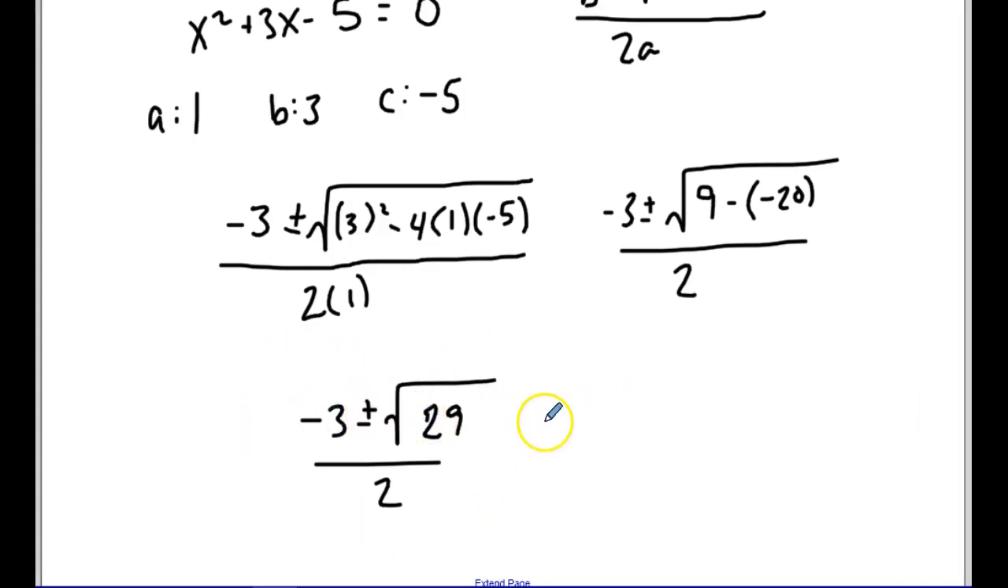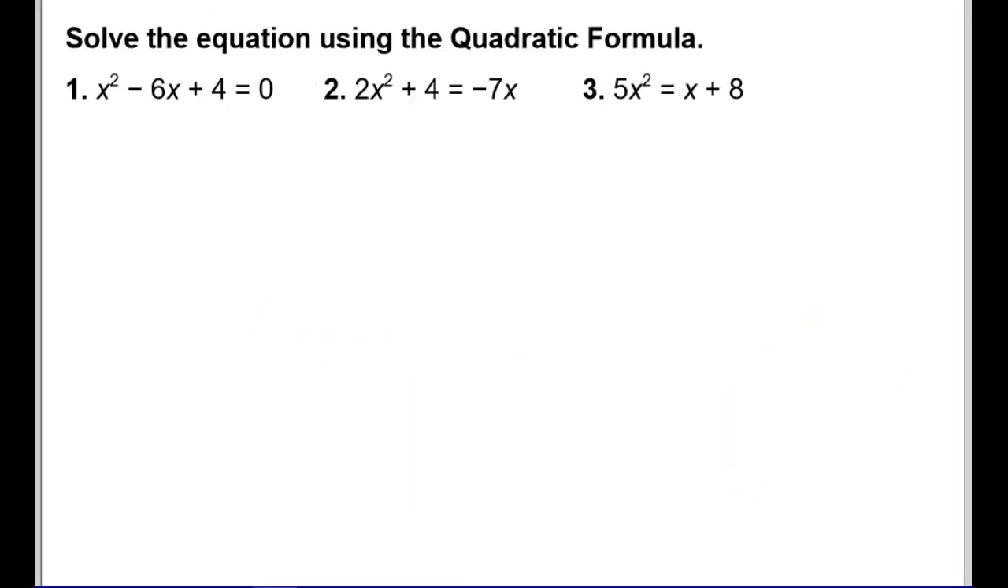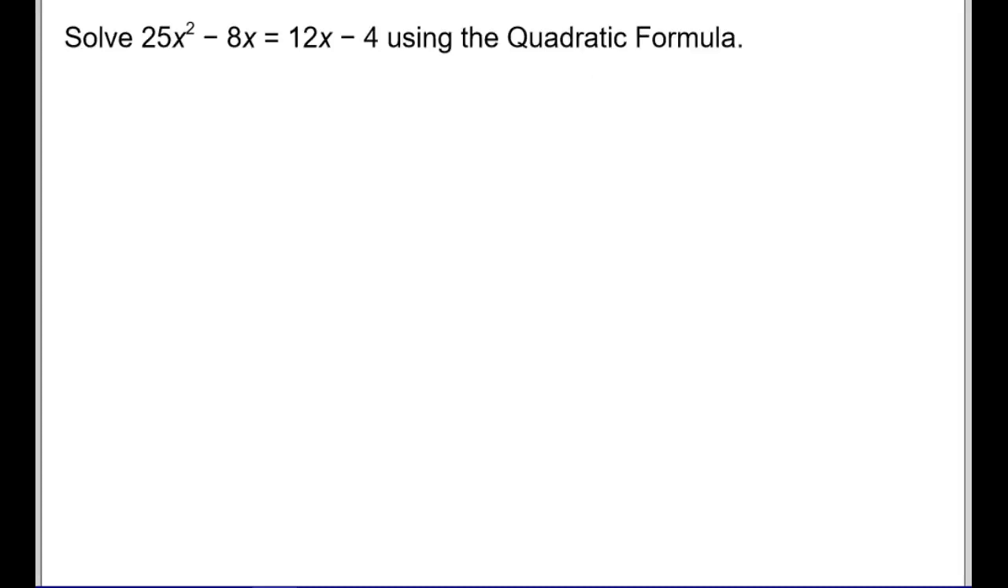So I have my two solutions, right? I've got negative 3 plus the square root of 29 divided by 2, and I have negative 3 minus the square root of 29 over 2. Those are my two solutions, which I can put into my calculator and get my estimates from there. So here are some for you to try using the quadratic formula. Make sure you get everything to one side first before you find your a, b, and c.